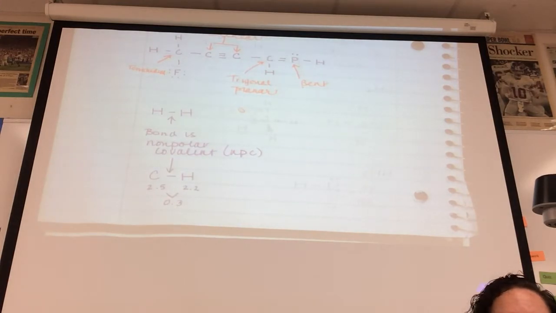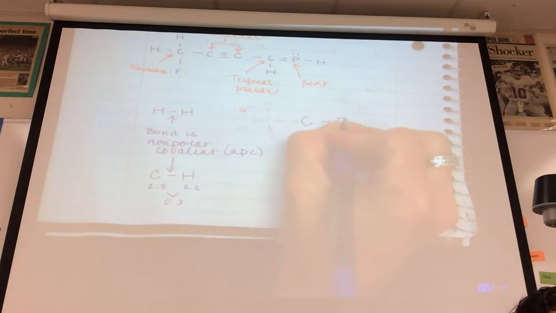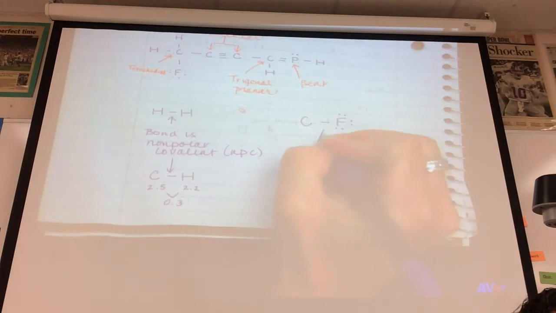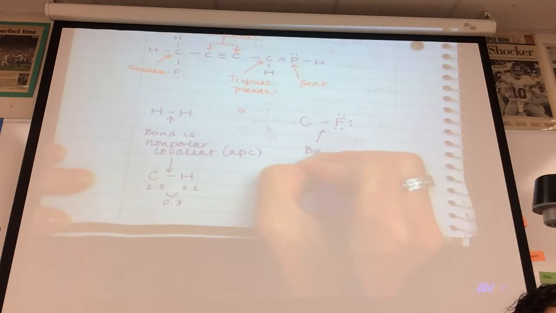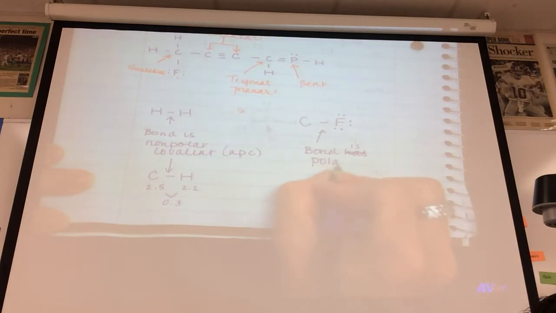When the difference in electronegativity is 0.5 or greater, the bond is polar covalent. Any non-metal hooking to fluorine is going to result in a polar covalent bond, abbreviated PC.